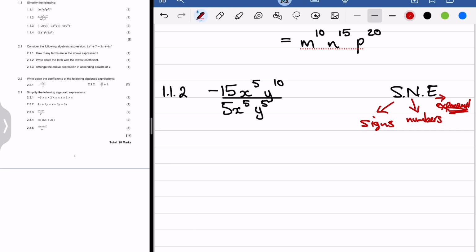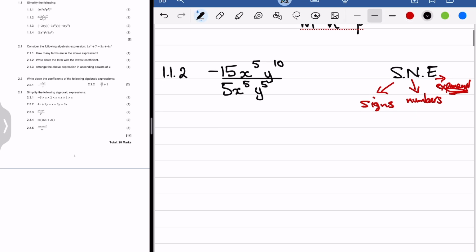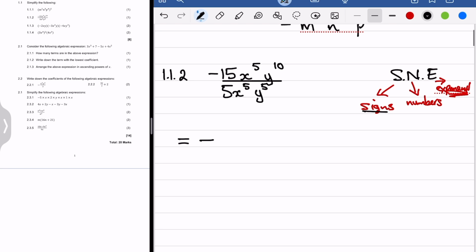That's S, N and E. So if I look at my signs, then I've got a negative divided by a positive. So my overall sign will be a negative. Right, so that's the signs taken care of. So numbers, I've got 15 divided by 5, that will give me 3. And that is numbers taken care of.